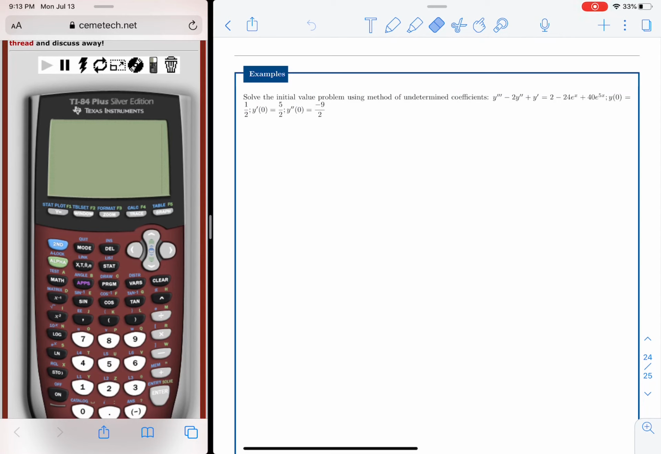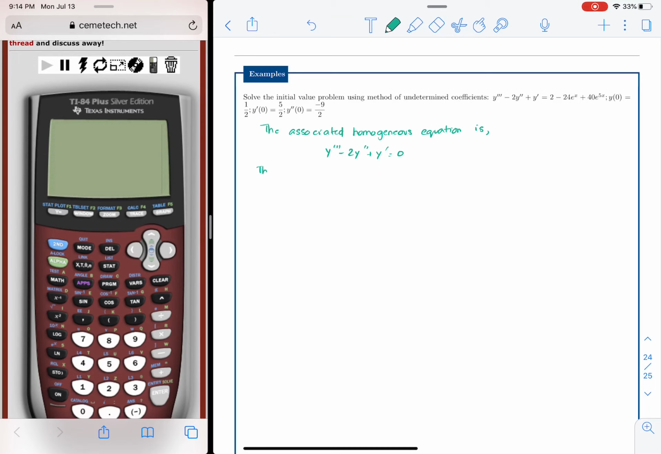Here is another initial value problem involving a third order non-homogeneous equation, and we start with the associated homogeneous equation as always. Y triple prime minus 2y double prime plus y prime equals 0.